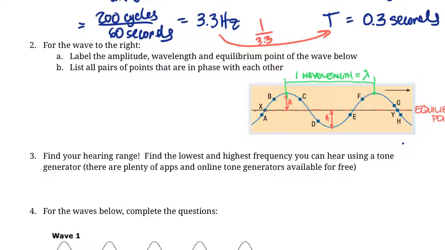Wavelength, equilibrium point, and amplitude. Okay, so we labeled all those things in part A. Part B asks us to list all points that are in phase with each other. What this means is points that occur in the same place, but one cycle later.